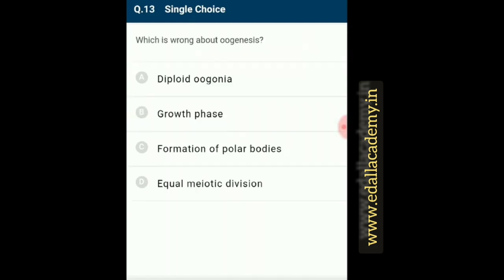Question number 13. Which is wrong about oogenesis? During oogenesis, primary oocyte undergoes first meiotic division. This results in the formation of 2 daughter cells. These are secondary oocyte and a first polar body. These are unequal in size. Polar bodies are much smaller in diameter than the oocyte because the cytoplasm is retained in bulk in the secondary oocyte. This occurs because the secondary oocyte will get converted into ovum, and if fertilized will form zygote. Hence, the retained cytoplasm will act as stored food for the developing zygote. This is the main difference between oogenesis and meiosis division in other cells. So the answer is option D, equal meiotic division.